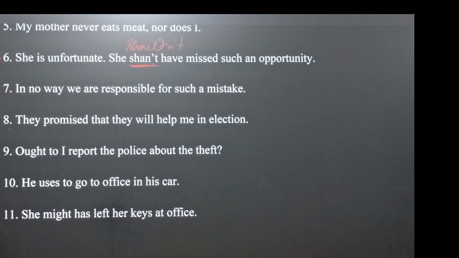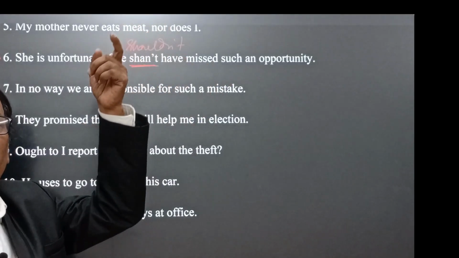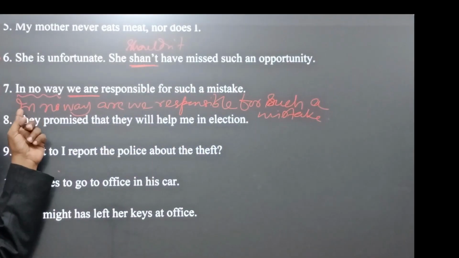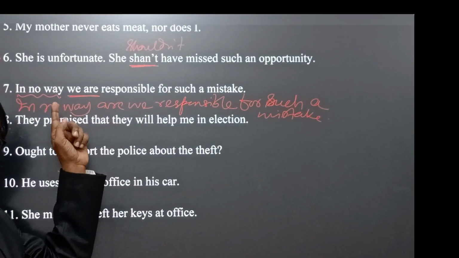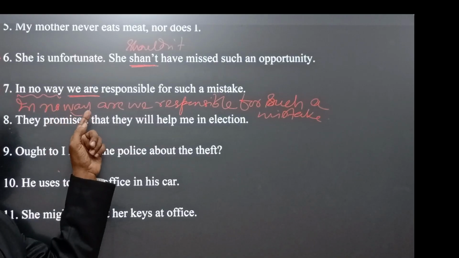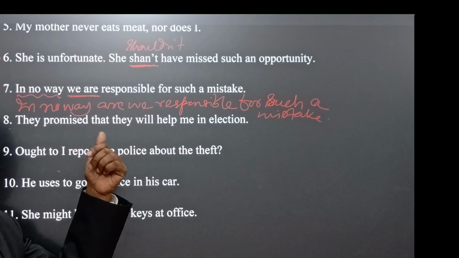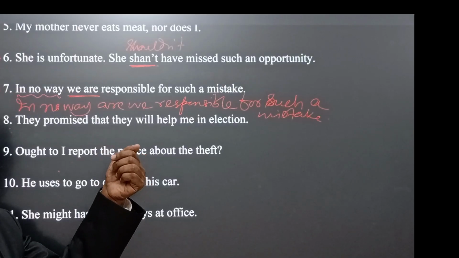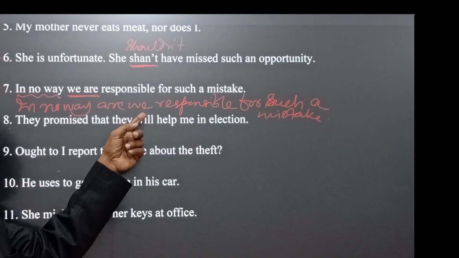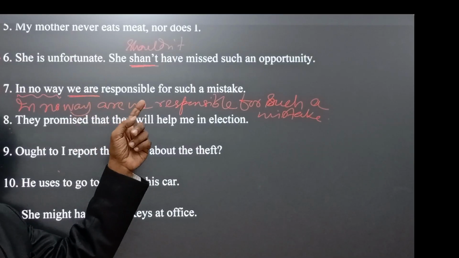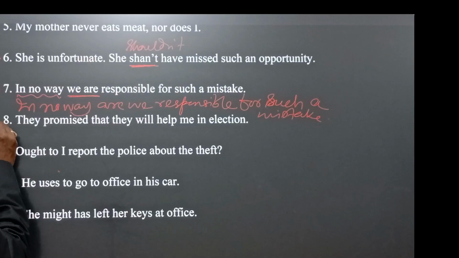Number 7. In no way we are responsible for such a mistake. As in no way is a negative adverbial and it has been used at the beginning of the sentence, definitely inversion of auxiliary verb and subject is made, and that's why are we is the correct answer, we are is the wrong answer. Okay, now come to question number 8.